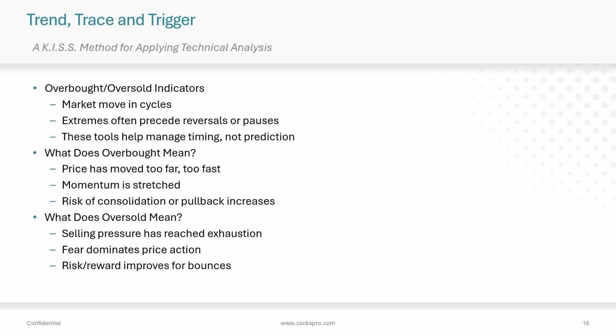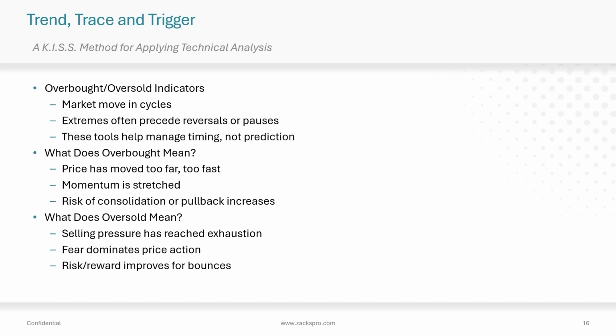So how do we do this? We use overbought and oversold indicators. The reason being is the market moves in cycles, and extremes often precede reversals or pauses. The market always kind of overdoes it. They oversell, panic, go to the downside, and then they get too exuberant and crazy and irrational on the upside. And when that happens, it leads to these overbought and oversold conditions in markets, which create opportunities for investors.